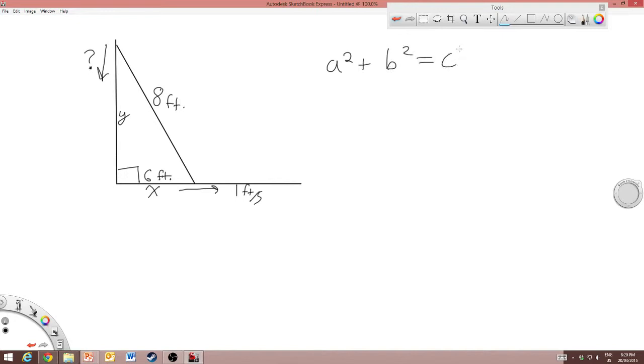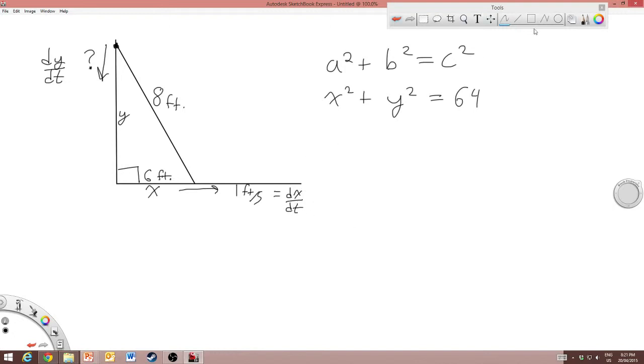the Pythagorean theorem to help us solve this. a squared plus b squared equals c squared. Or in other words, for this particular case, it'll be x squared plus y squared equals 8 squared, which is 64. Okay. And ultimately, we want to know how fast this point is sliding down. How fast it's sliding down is really a rate, which is really a derivative. So ultimately, we want to know what dy/dt is. This 1 foot per second is dx/dt.